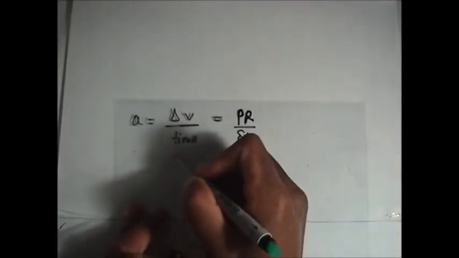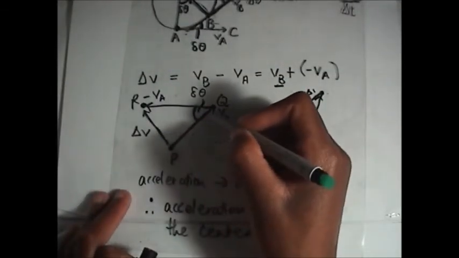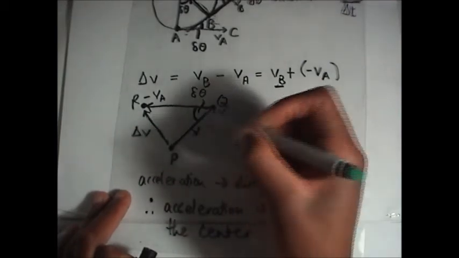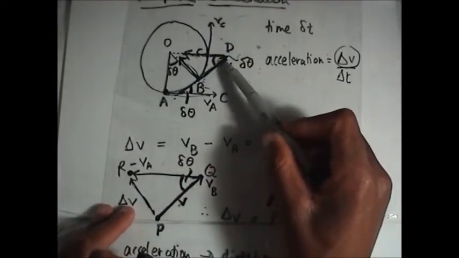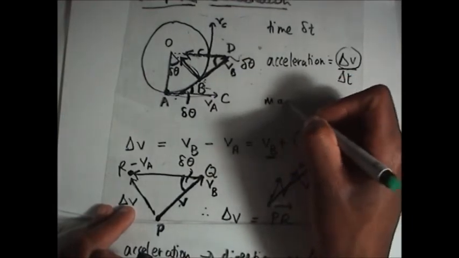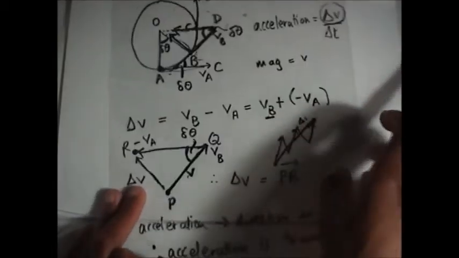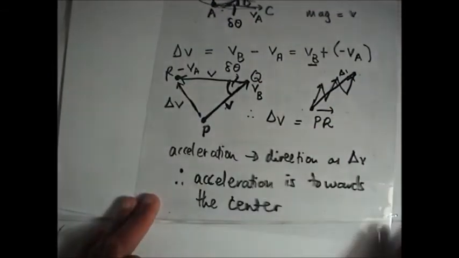But PR is that vector, and we can use the s equals r theta relation that we used before. So here we want the length of PR. We know that the length of PQ is just the velocity the object is moving at. I said the magnitude is the same for VA and VB, equal to V, but the direction was changing since it's moving in a circle. So the length of this is V and the length of this is V, and we can use s equals r theta.